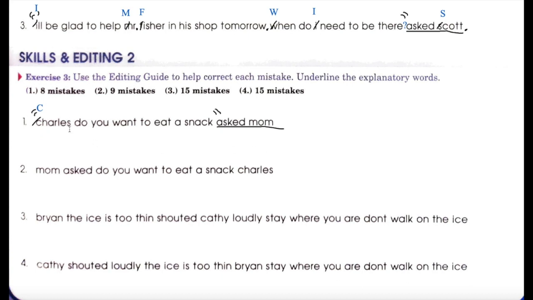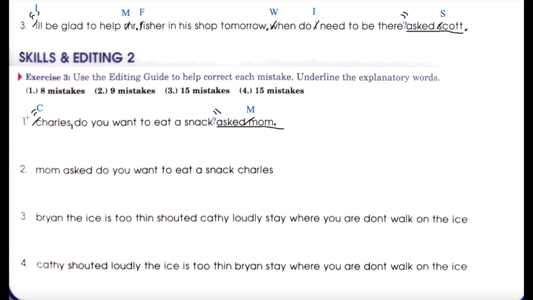Mom is directly addressing Charles, so we need a comma there. "Charles, do you want to eat a snack?" We need to put in our ending punctuation, and it is a question, so we need a question mark. Asked Mom. Mom we're using as a proper noun, because we're using it as a name, so we need to capitalize it. We need ending punctuation at the end of our sentence.